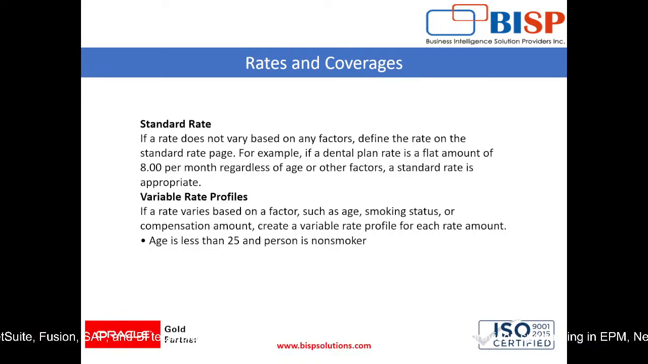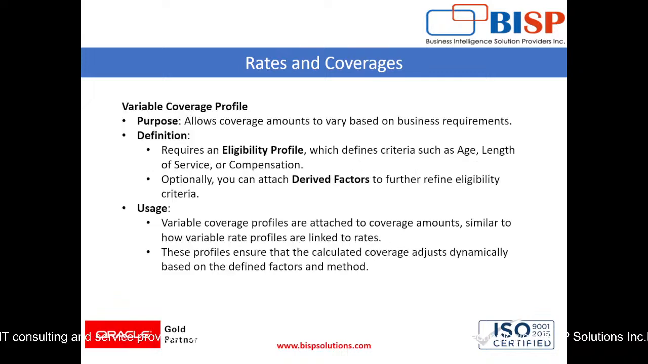For example, you can say age is less than 25 and the person is non-smoker, then the rate will differ. And if let's say the person's age is more than 25 and less than 40 years and the person is non-smoker, then the criteria for the rate will get changed.